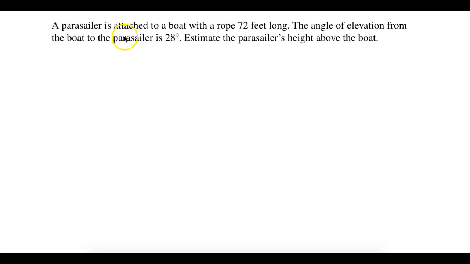A parasailer is attached to a boat with a rope 72 feet long. The angle of elevation from the boat to the parasailer is 28 degrees. Estimate the parasailer's height above the boat. So the key word right here is angle of elevation. You're going to see this term used a lot in word problems, and it's important to know what that is. So, just a quick diagram here.